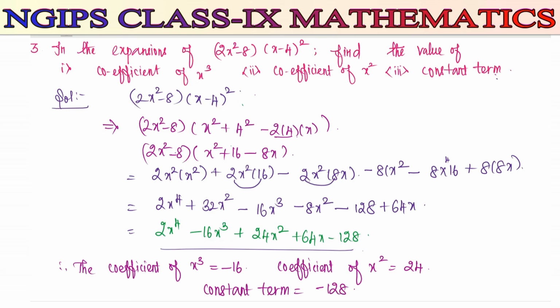Therefore we got the coefficient of x cube as minus 16, and the coefficient of x square is 24. Here the constant term is minus 128. So these are the final answers.